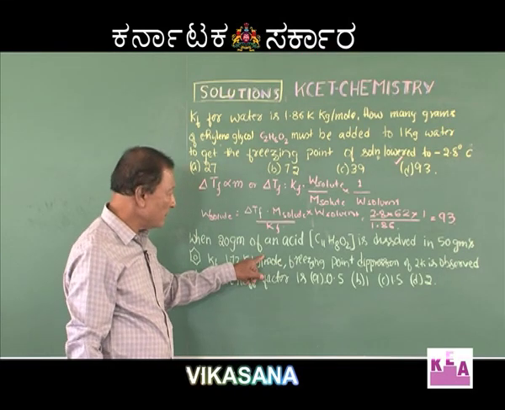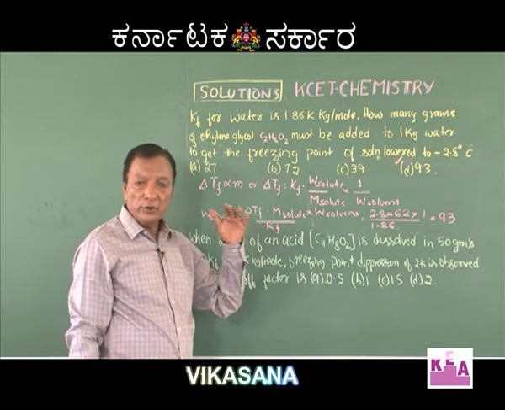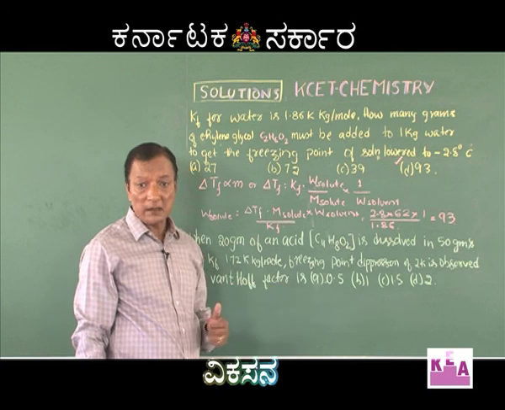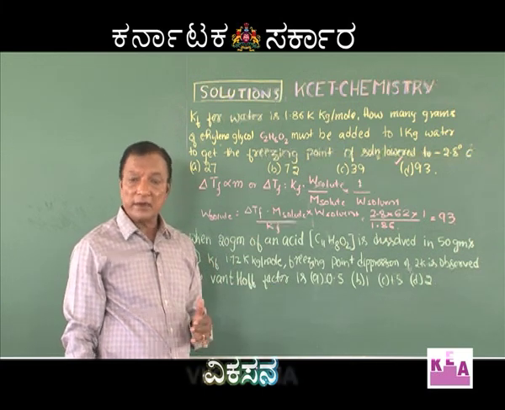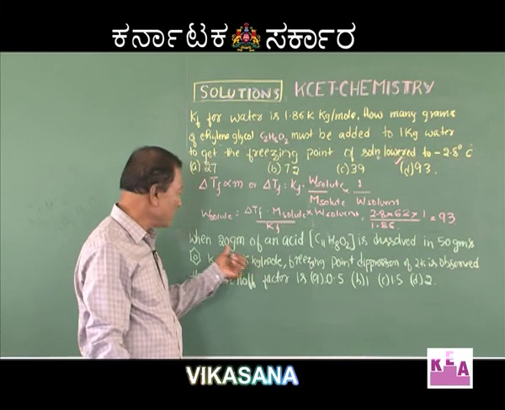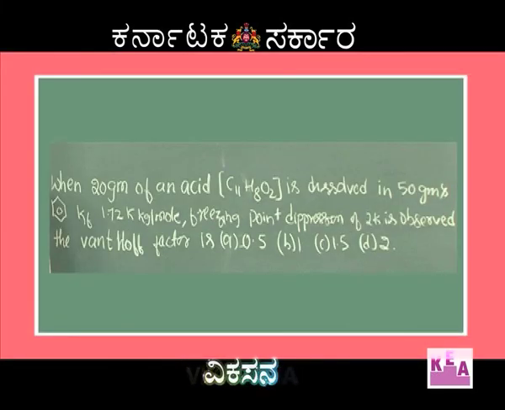In the next, one more new information we can have here as far as the molar masses are concerned, that is the abnormal molar masses. Pertaining to that, an example, 20 gram of an acid dissolved in 50 grams of benzene, the Kf for the benzene is 1.72 Kelvin kg per mole. The freezing point depression is given, that is 2 Kelvin.